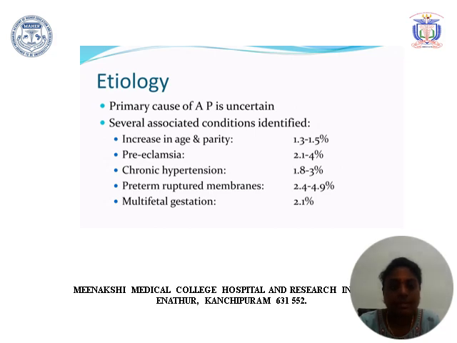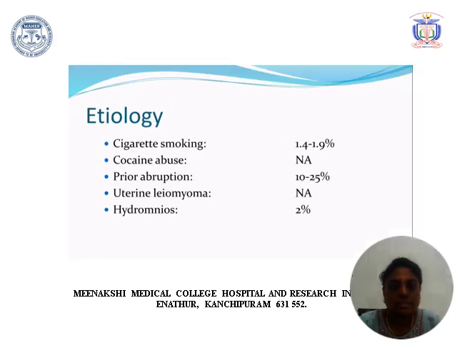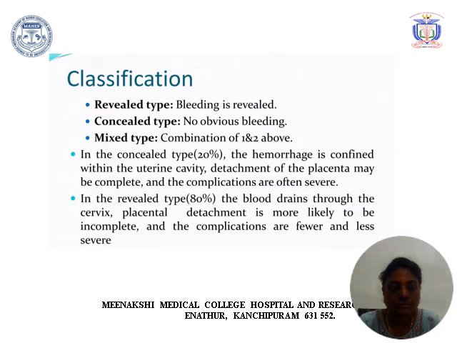Increase in age and parity, preeclampsia, chronic hypertension, preterm ruptured membranes, multifetal gestation, cigarette smoking, cocaine abuse, previous history of abruption, uterine fibroids, hydramnios. It is classified as revealed type, concealed type and mixed type. In revealed type, bleeding is revealed; in concealed type there will not be any obvious bleeding; and mixed is a combination of both revealed and concealed.